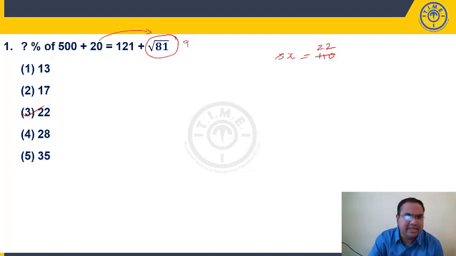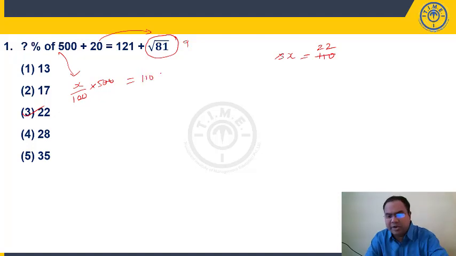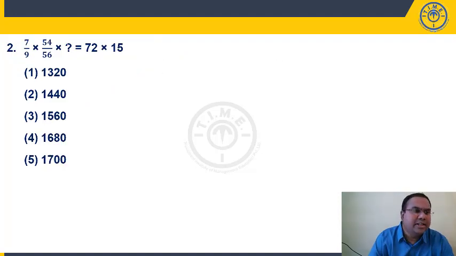You got this? In the previous session also we have discussed this. x percent of 500 is nothing but 5x, equal to root 81, which is 9. 130 minus 20 is 110. 5x is 110. x is equal to 22. This is an easy question.